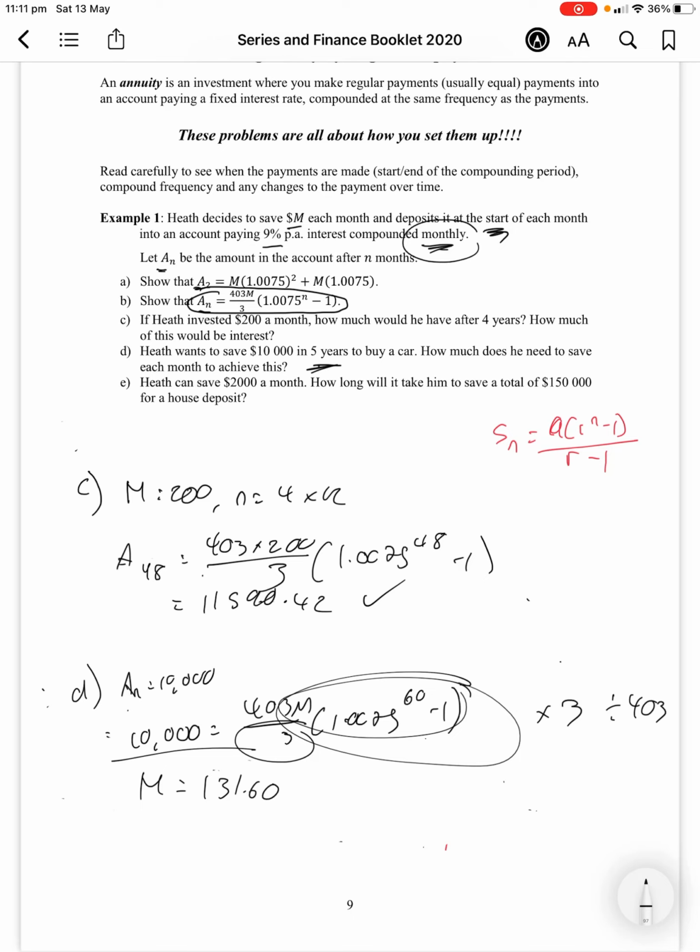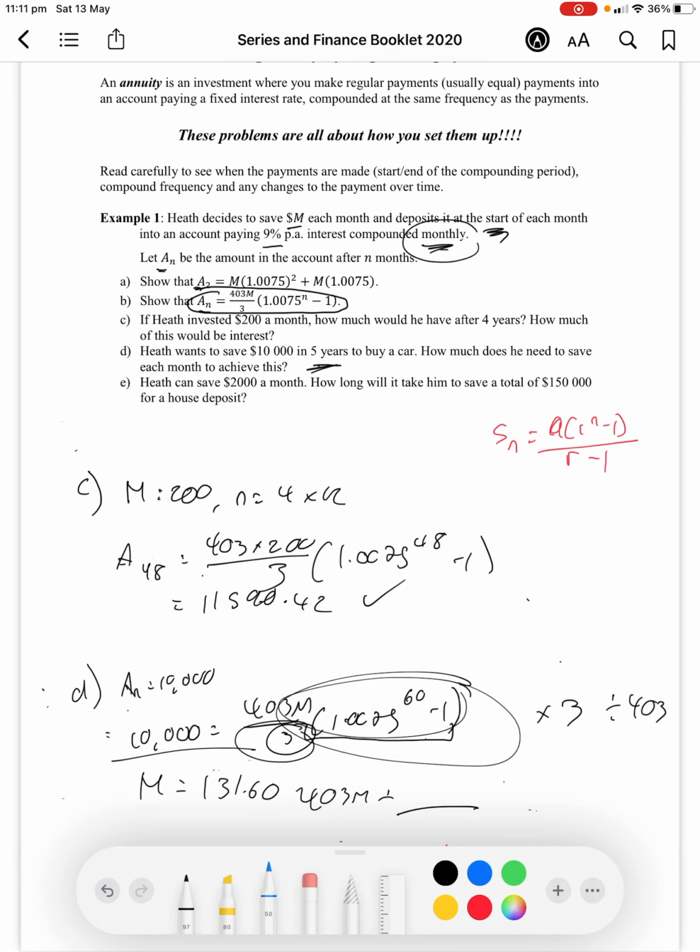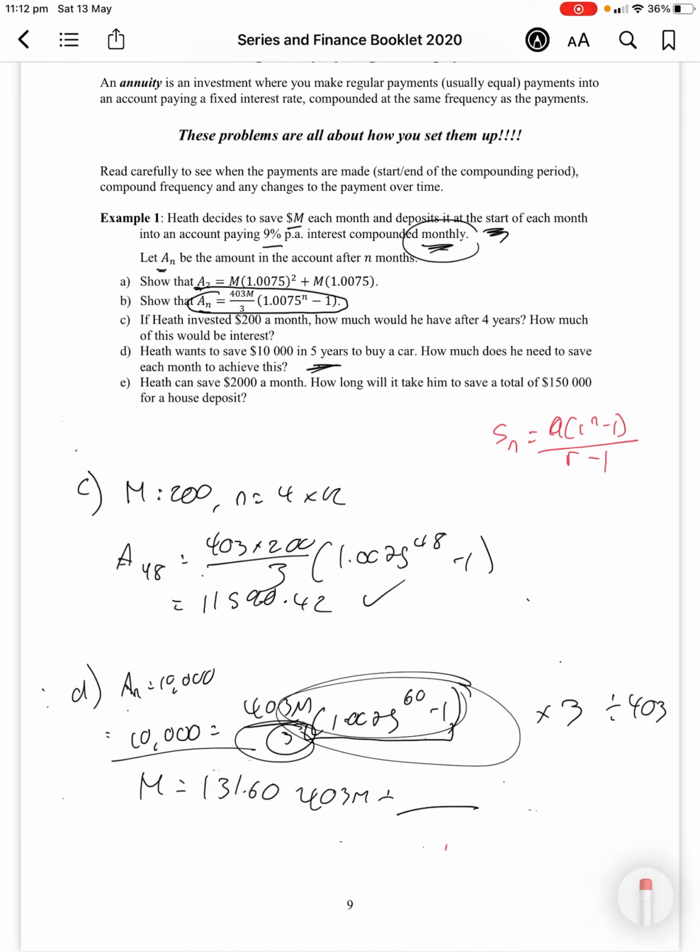A lot going on, but it's the idea about doing the opposite. Divide both sides by what's in the brackets. Multiply by 3. We want to remove the denominator. Then we're going to have 403m equals something. Divide by 403. We end up with what's required. And then we have the final thing.